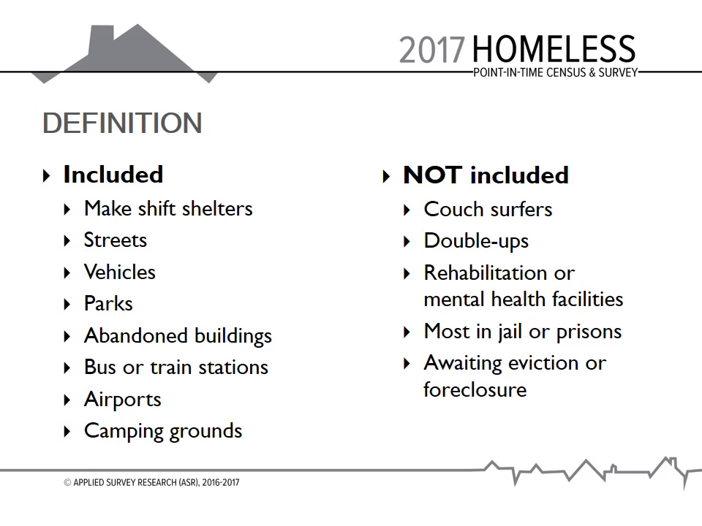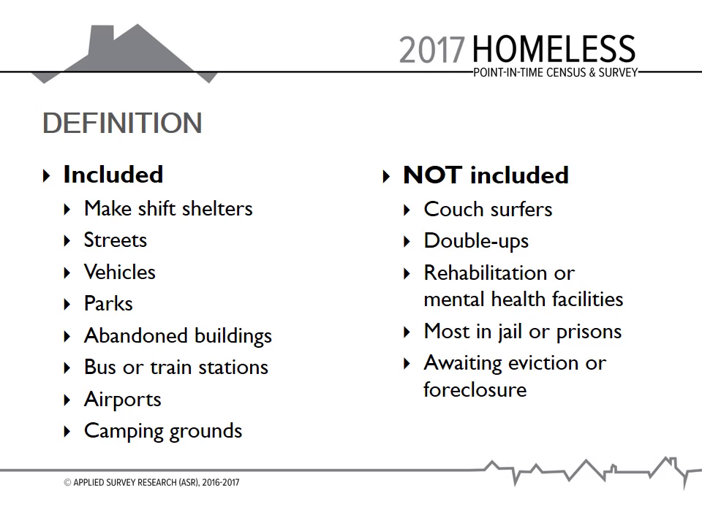So some of the shelter accommodations that are included in the homeless definition would be makeshift shelters, people living on the streets, people living in vehicles, people living in parks or abandoned buildings, people staying on buses, in bus or train stations, people living in airports, or people staying at camping grounds without paying for a permit.